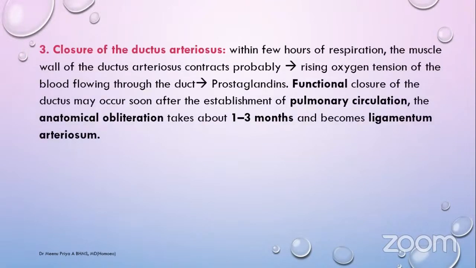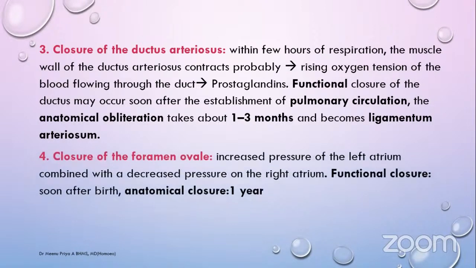Closure of ductus arteriosus: within a few hours of respiration, the muscle wall of the ductus arteriosus contracts. Probably this is because of the rising oxygen tension of the blood flowing through the duct, and also a high level of prostaglandins. Functional closure of the ductus arteriosus occurs soon after pulmonary circulation starts, which is immediately after the birth, when the act of respiration starts. Anatomically it closes in 1 to 3 months and becomes the ligamentum arteriosum.